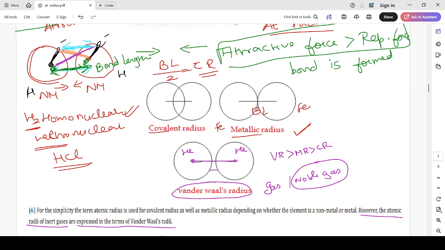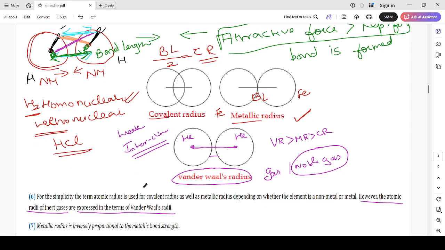Tell me. Is this van der Waals radius formed by a special type of bond, or is it part of covalent or metallic? Van der Waals is never a bond. It is just an interaction. It's a weak interaction, like a weak attraction between two atoms. Exactly, just like saying hi to each other. Hello. Just like that. Okay?